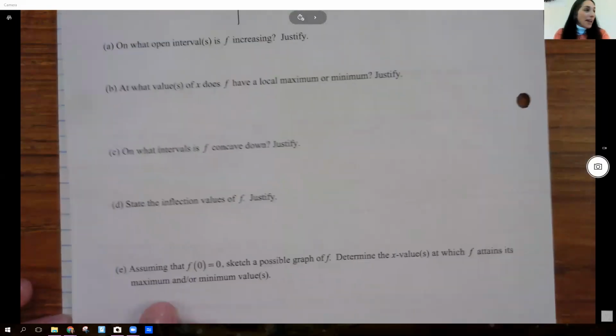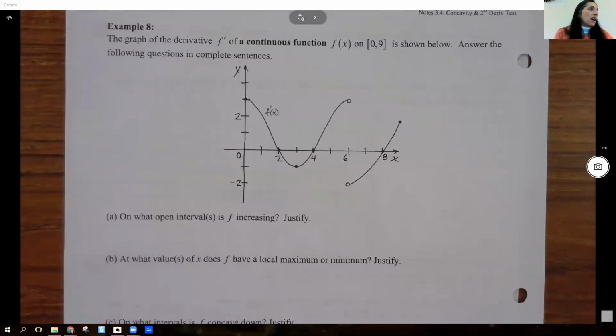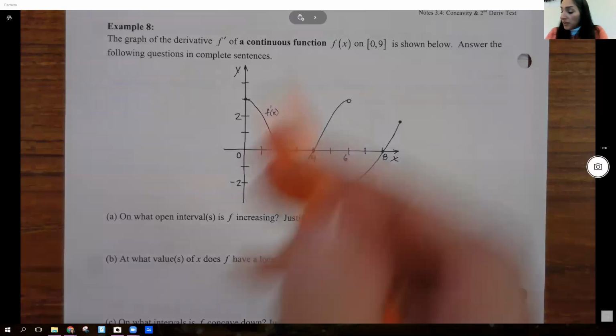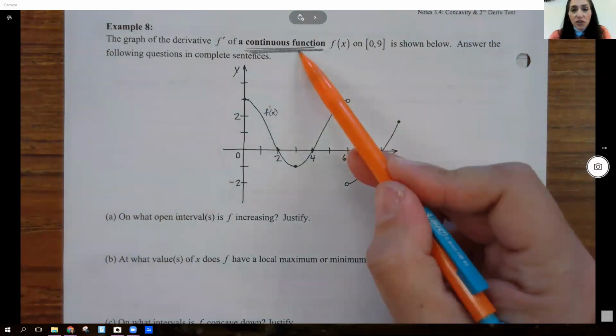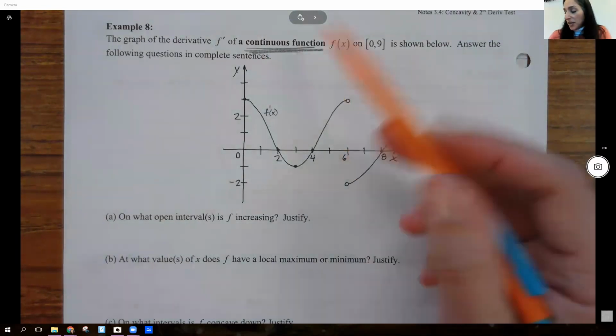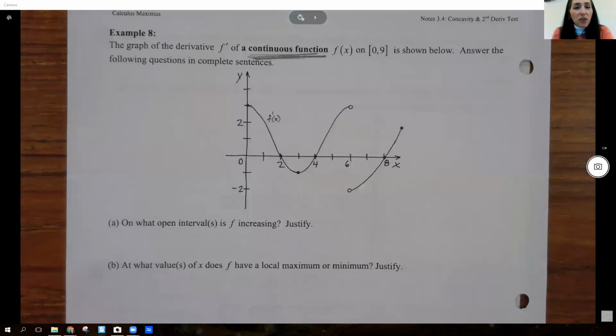Okay, on to the back. Let's try this. Example number 8. All right, so you're given a derivative graph again. So this is not f of x, it's actually f prime of x. We do know that this is continuous. Even though its derivative is not continuous, the original function is continuous. So something's going on here at like 6. There's something going on at x equals 6 with the original function to make it so that it's continuous but not differentiable at 6. There's something up there.